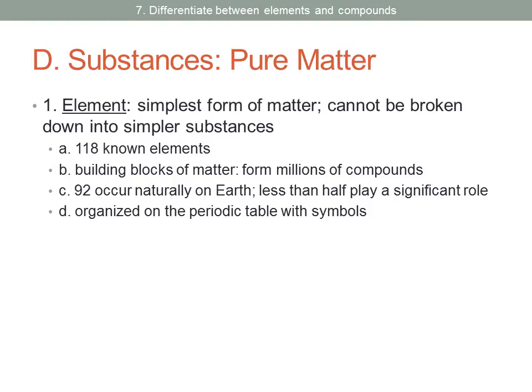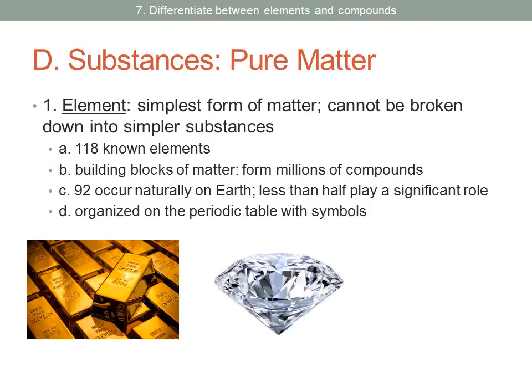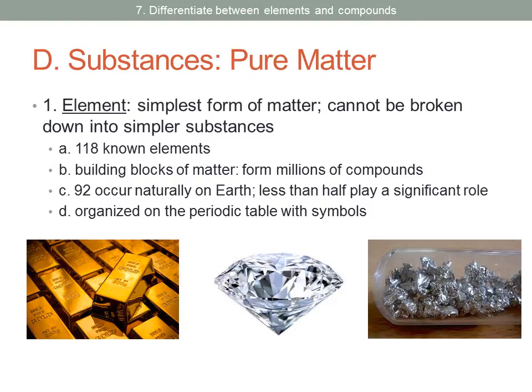We know these elements are organized on the periodic table with symbols. Every element has a 1 or 2 letter symbol that's associated with it that we can look up on the periodic table. Here are some pictures of some elements. This would be gold. This is diamond. This is a diamond which is made only of carbon, so that's the element carbon. And then here it looks like we have some lithium.